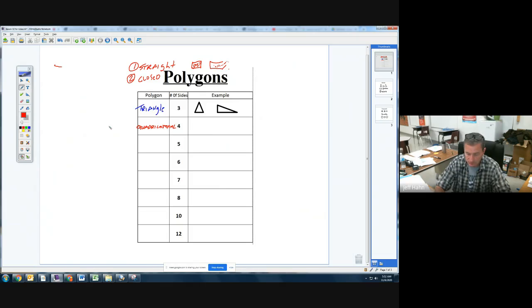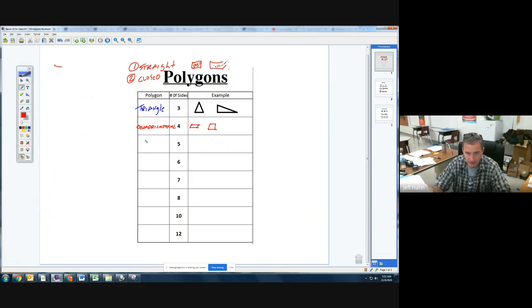A four-sided shape could be a rectangle, could be a square. It could be any of those sorts of things. So there's your four-sided shape.